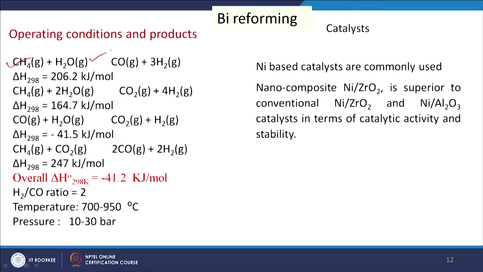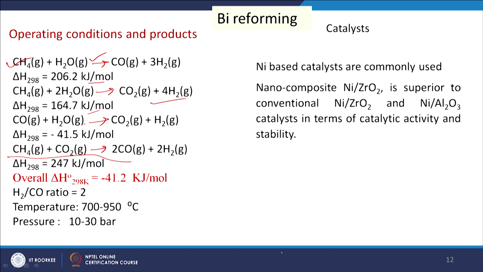Then we are coming to bioreforming. In this case we will be using two reforming agents. Here we have methane plus steam giving CO plus thrice H2, del H is equal to 206.2 kilojoule per mole. Then CH4 plus steam, this reaction can also take place, and this is its del H. And CO plus H2O can give us CO2 plus H2. Another reaction which is taking place here is CH4 plus CO2, giving us 2CO plus 2H2.